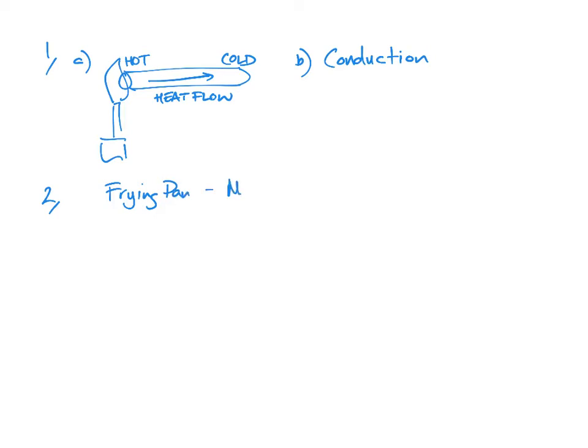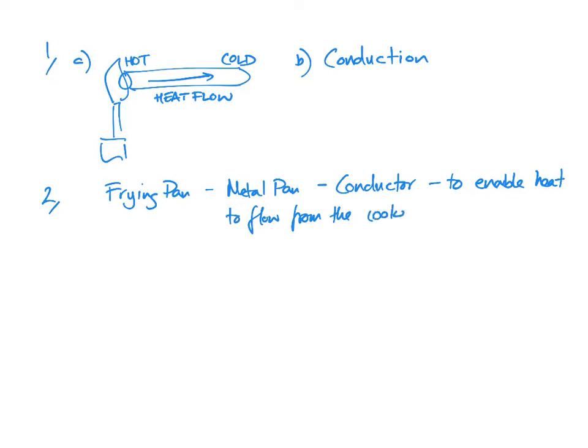the metal pan itself, you would choose that to be a conductor, and the reason for that would be, so that our explanation part B, to enable heat to flow from the cooker, so it could be a gas stove, an electric stove, to the food. But the key idea is you want to transfer that heat, right? You want to allow that heat to flow.